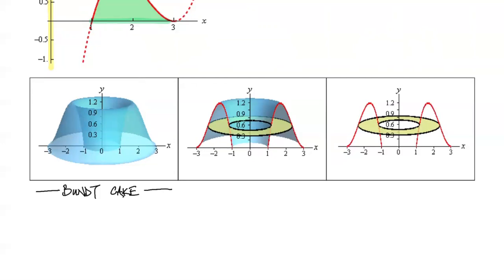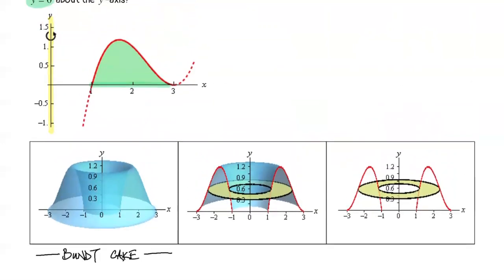So this shape, if I take this fabulous cubic function and I revolve it around the y-axis, I get sort of a Bundt cake situation, right?